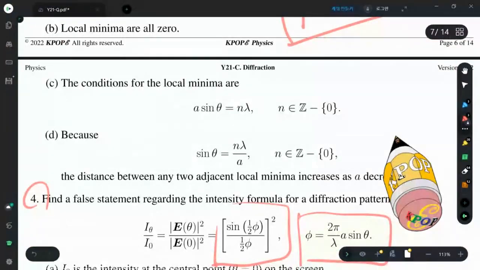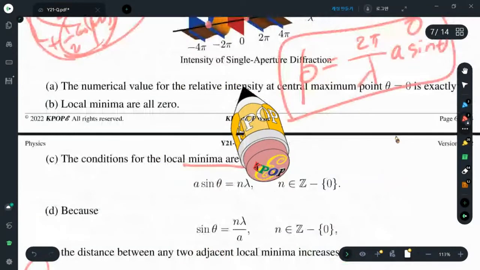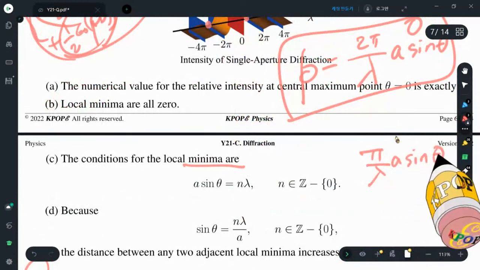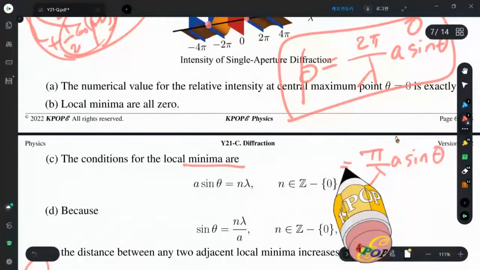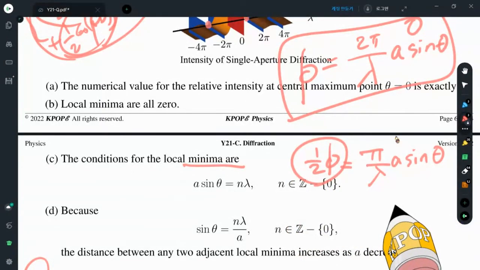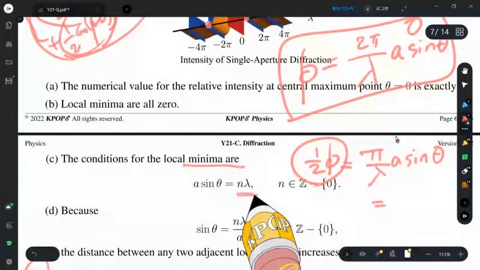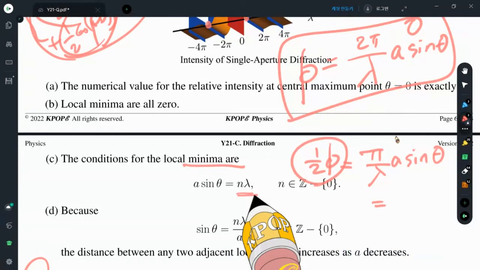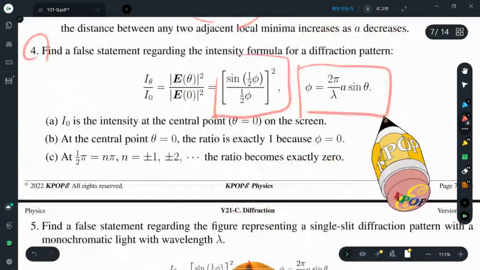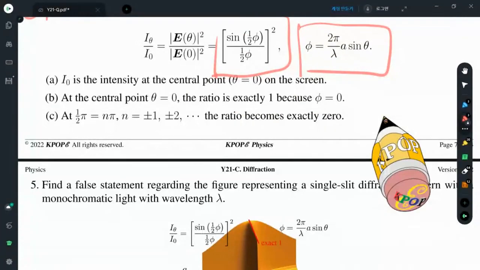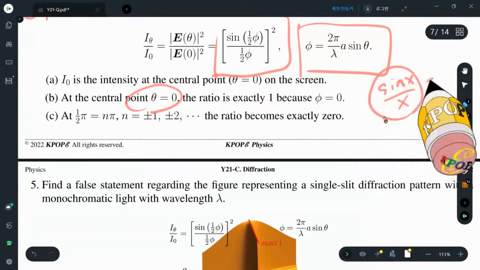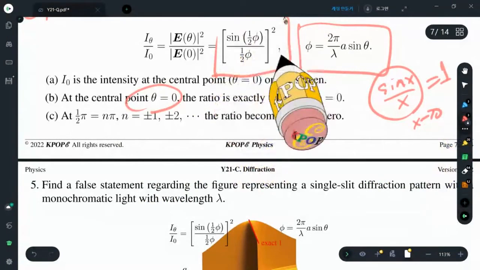Therefore, we have the condition for local minimum, that is pi over lambda a sine theta, right? That is 1/2 of phi. From this, we can determine the local minimum, like that. We can rewrite this in this form. At the central point, because the sinc function has a limiting value of 1 as x goes to 0, this ratio is exactly 1.